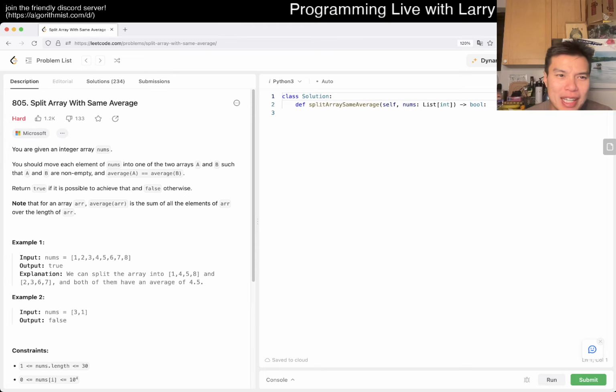Alright, we have a hard problem today, so hopefully not too hard. Hopefully it's still solvable. 805, split array with the same average. You are given an integer array nums. You should move each element of nums into one of two arrays, A and B, such that A and B are non-empty and the average of A is equal to the average of B. Return true if it's possible to achieve that and false otherwise. No depth for an array. Okay.